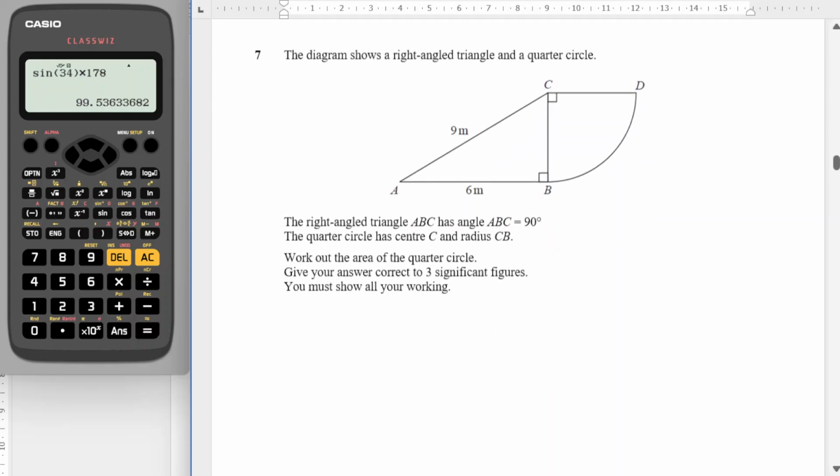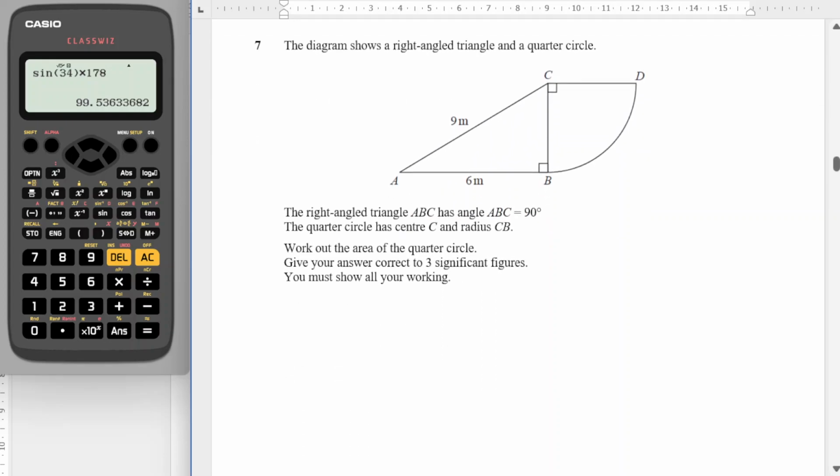Okay, question 7. So the diagram shows a right angle triangle and a quarter of a circle. The right angle triangle ABC has an angle 90 degrees. The quarter circle has center C and radius CB. Work out the area of the quarter circle, giving your answer correct to 3 significant figures. So it's not particularly nicely written.